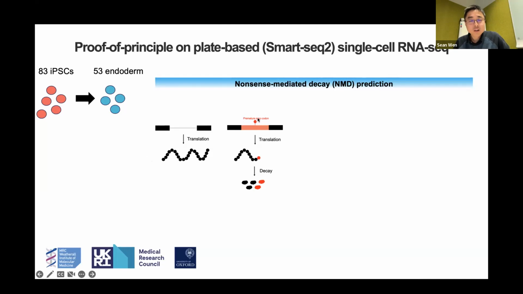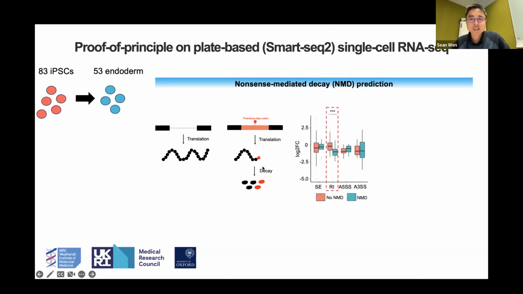And so the consequence of this premature stop codon is that the amino acid that gets translated is no longer full length, it's truncated. And so what happens to this truncated amino acid is that it is subjected to nonsense mediated decay. So, why is this important?